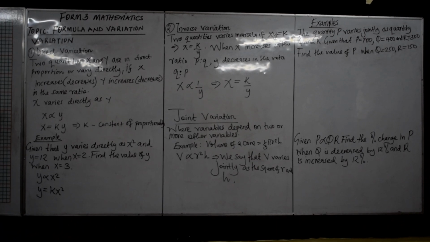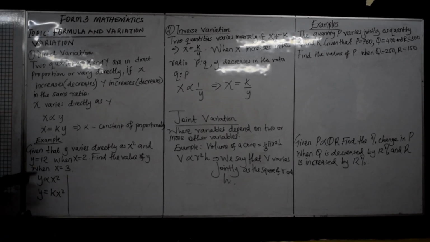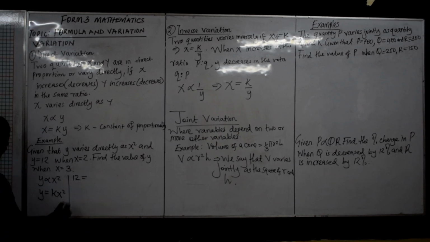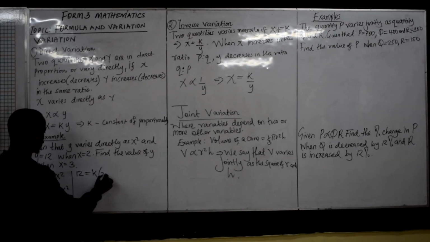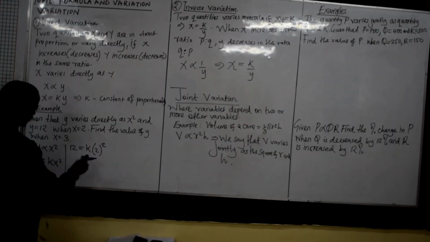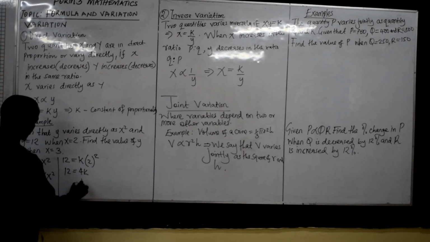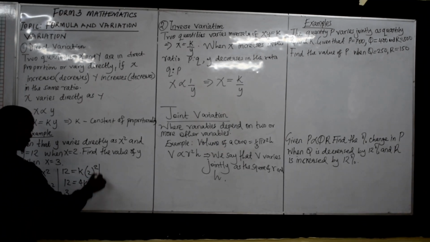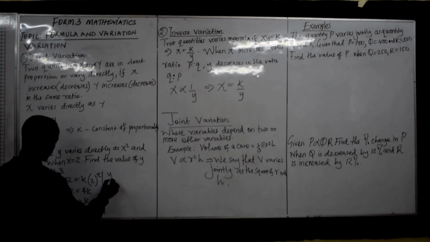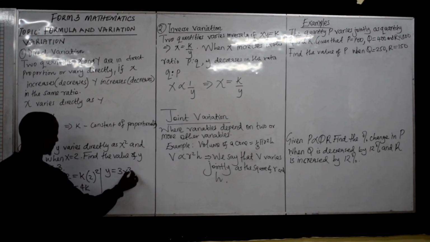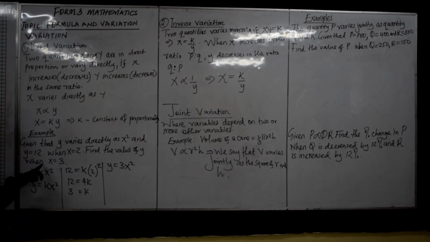We'll be required to get the equation first, so we substitute the values we are given. y is 12 when x is 2, so we'll have 12 equals k times 2 squared. This will give us 4, so 12 is equal to 4k, and k therefore is equal to 3. So the equation connecting y and x only will be y is equal to 3x squared, since we have already found what k is. Then find the value of y when x is 3.